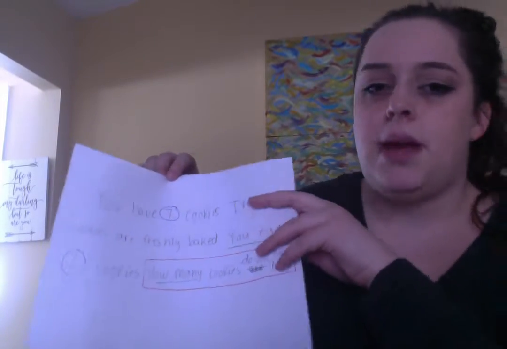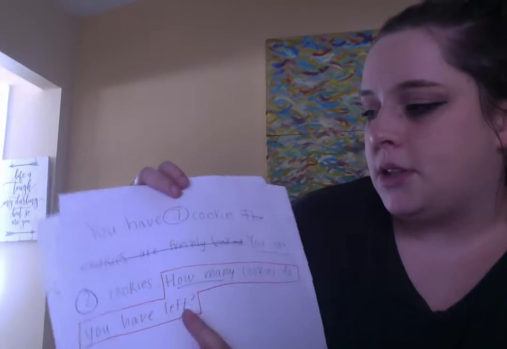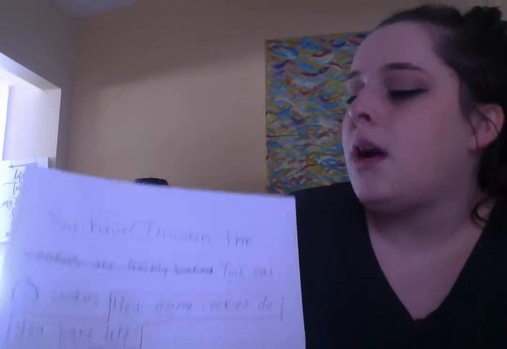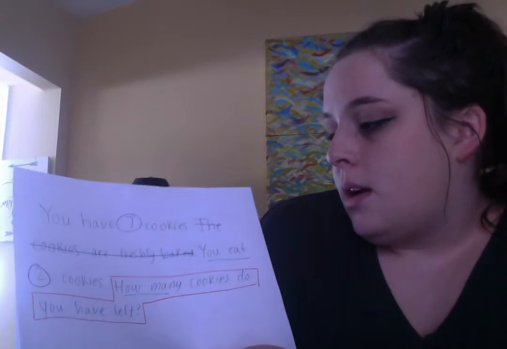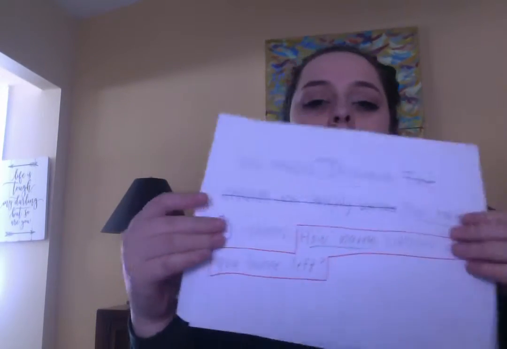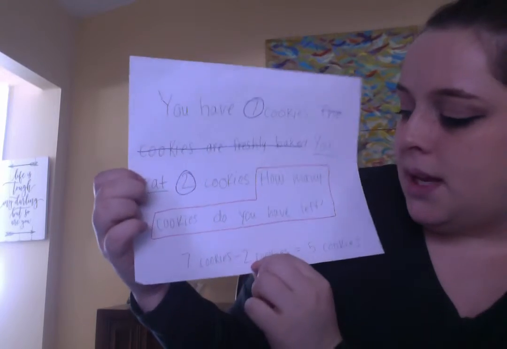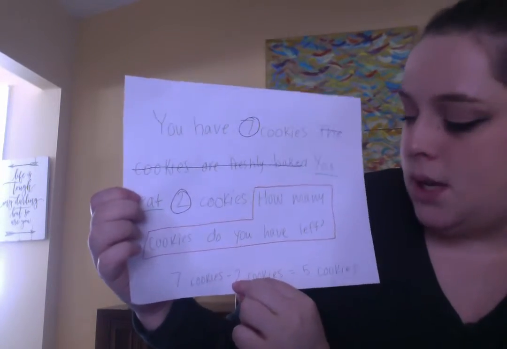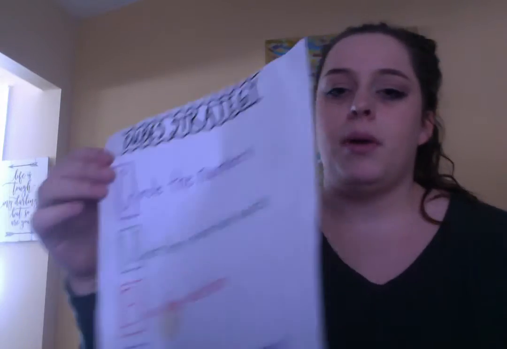They are freshly baked. We don't need to know that they are freshly baked. That would be very yummy, but we don't need to know that. So now our story problem reads, you have 7 cookies. You eat 2 cookies. How many cookies do you have left? And our last step is to solve the problem. We have 7 cookies and we eat 2, so we'll subtract 2 cookies. 5 cookies left over.